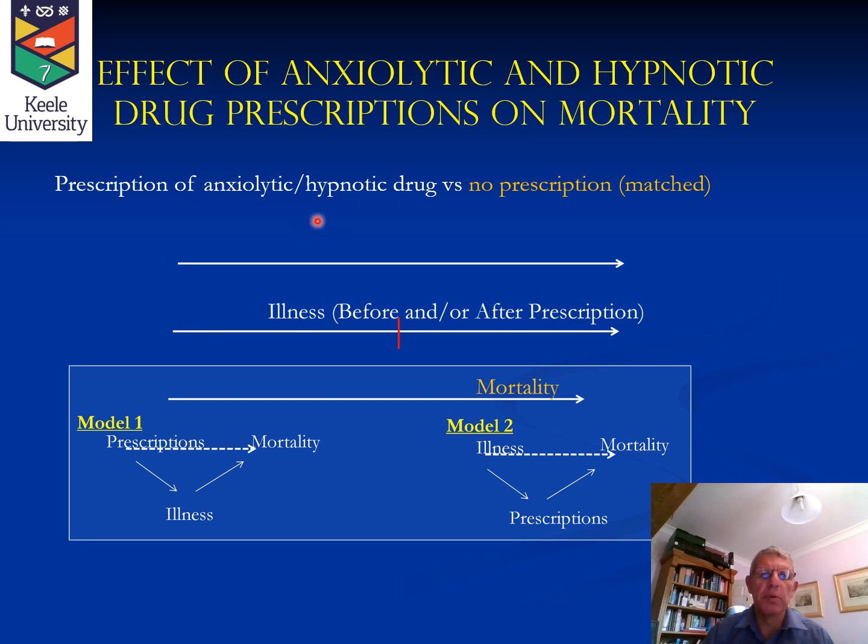So we had these groups of people being prescribed these drugs, and then we matched them on age, gender, and practice to patients who had not been prescribed these drugs. And what we were trying to do was evaluate two different models. Was it the case that the prescriptions lead to illness and then greater mortality, or is it the case that people who are already ill are prescribed these drugs, and that's what leads to greater mortality?